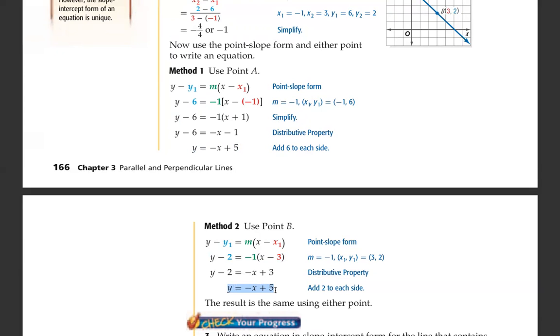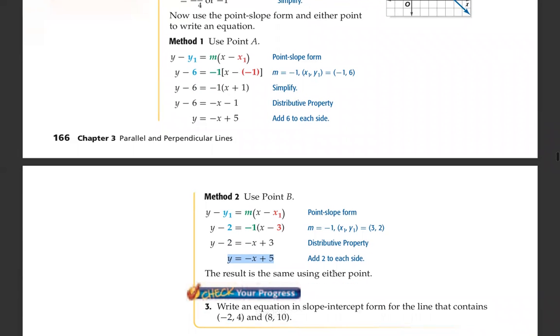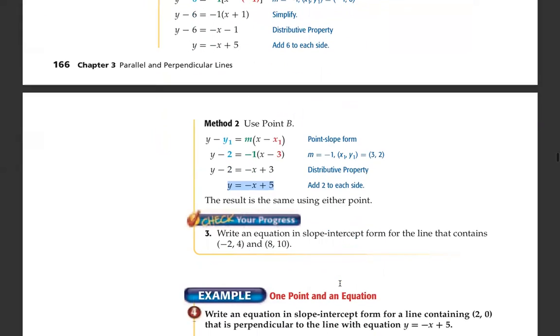And that's why you don't need to do two processes, pairing your slope with the first point, or the slope with the second point. You just need to choose which point you think is easier to use together with the slope that you have solved. So the result is the same using either point.